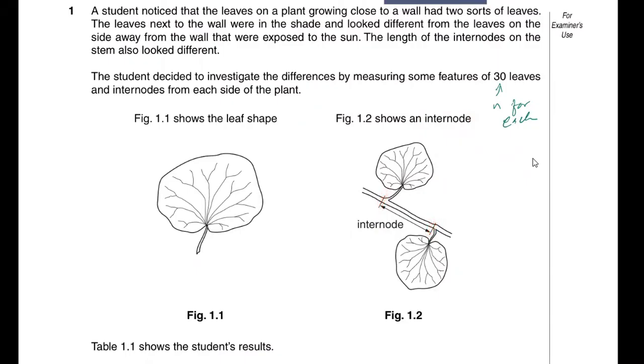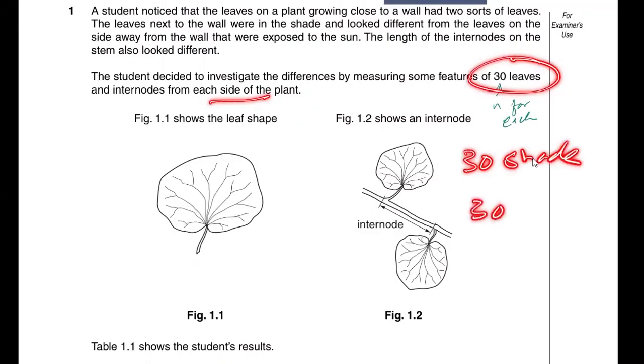How many leaves were being taken? 30 leaves from each side of the plant. It means that the student is taking 30 leaves from shade and 30 leaves from sun. So this is the small n value for each.